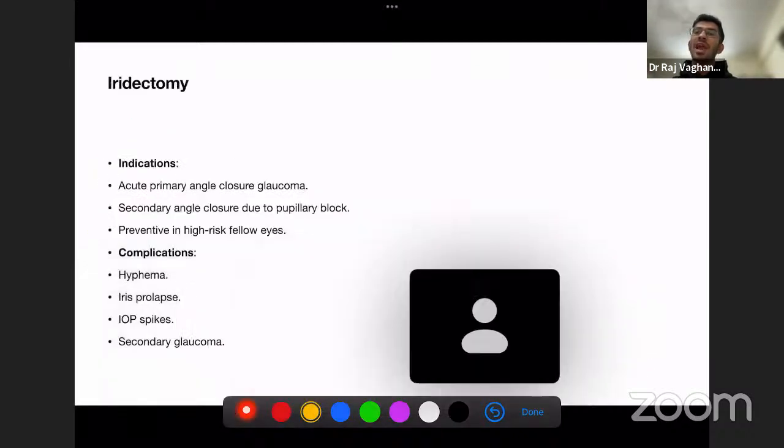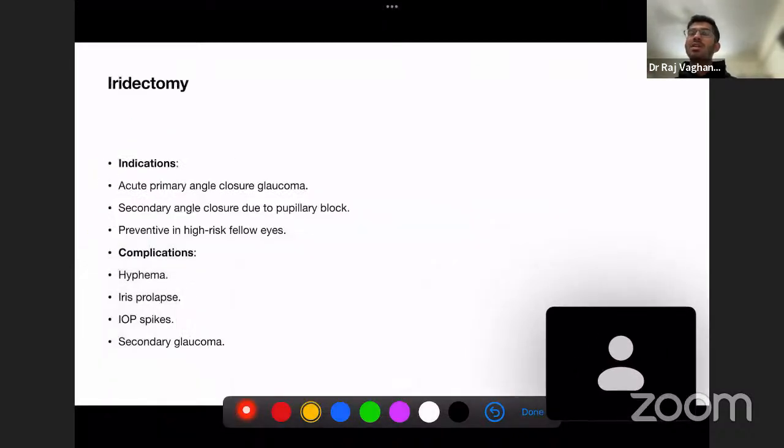Now what is iridectomy? Iridectomy means you are taking out the iris. So if you get a question of iridectomy and you want to draw a diagram, what diagram will you draw? You will draw the same diagram like this.